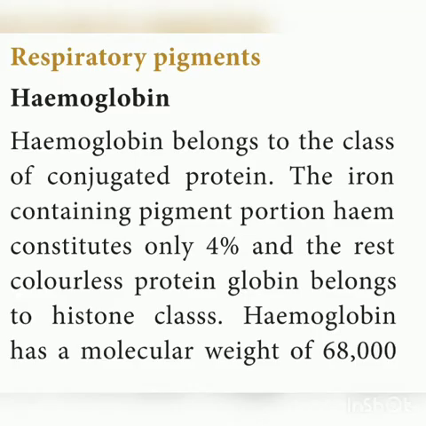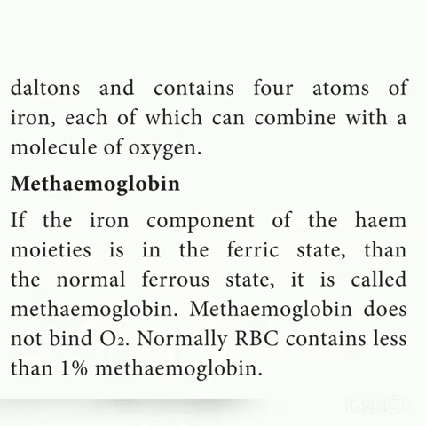Next one is the respiratory pigments. Write a note on respiratory pigments, which includes hemoglobin and methemoglobin. So hemoglobin belongs to the class of conjugated proteins. For 1 mark it will be a fill in the blank: dash belongs to the class of conjugated protein, hemoglobin. So like this 1 mark also it will be asked. So you have to read hemoglobin and methemoglobin.